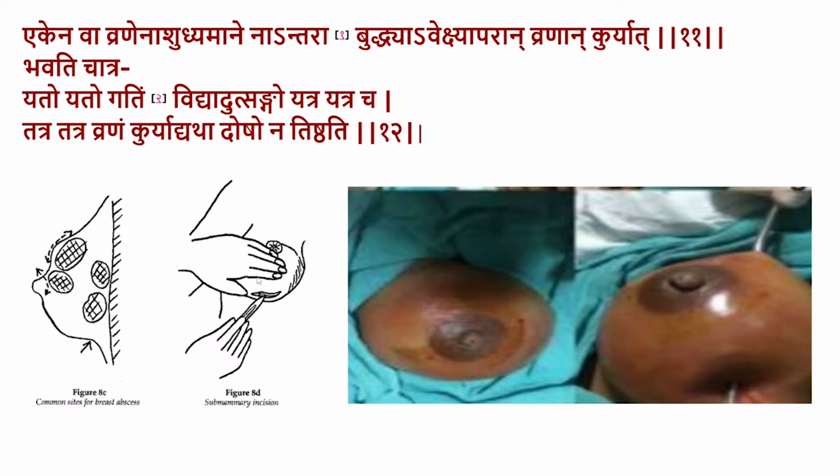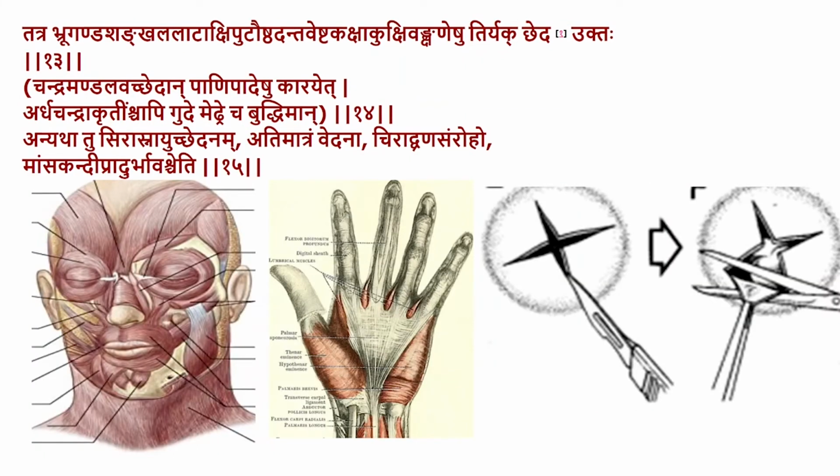Yato yato gatim vidyat: wherever there is a possibility of movement of the pus, that has to be drained out. Utsango yatra yatra: wherever there is a collection, that collection has to be removed. The point of incision is made out by palpating the area where the fluctuation is elicited clearly. In the case of the breast, this may not be easily possible because fluctuation is felt even in normal breast conditions, and hence you have to be very careful in draining out the pus.